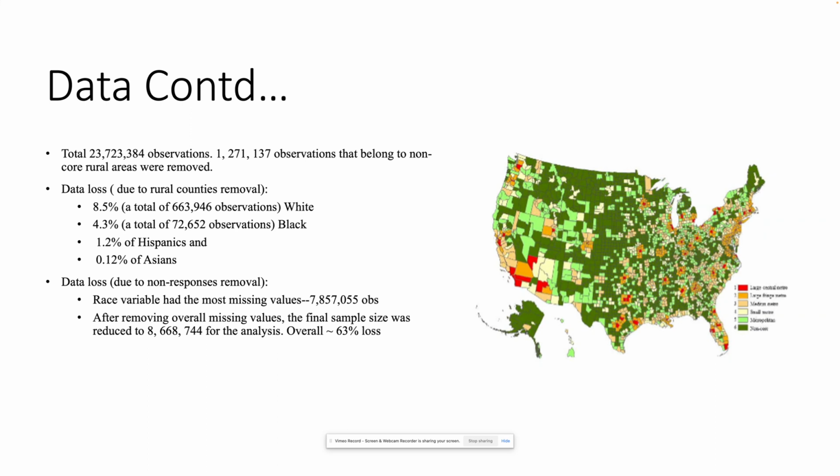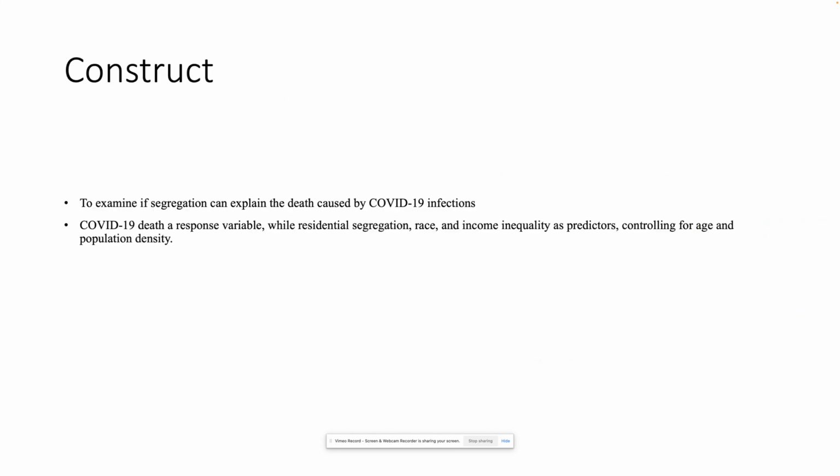With the data loss, 8.5% represented white individuals, 4.3% of them were black, and so forth. And there were many non-responses in the data set. Race is an important variable, and that had the most missing values, nearly 8 million observations. So I had to remove those observations that did not have information about race. So removing everything, the data set was reduced to 8,668,744 for the analysis, which is around 63% of the data loss.